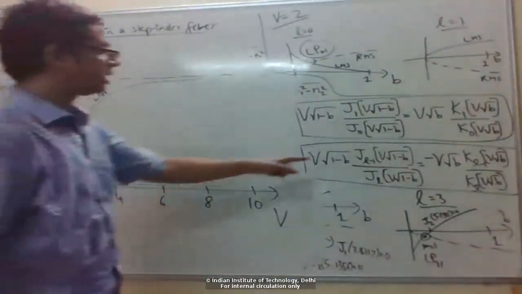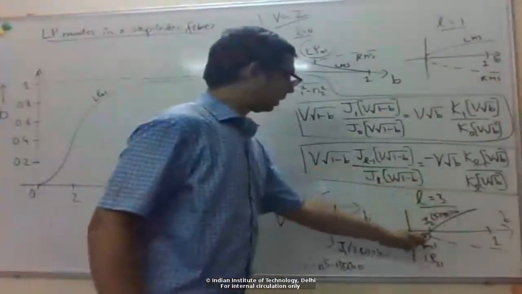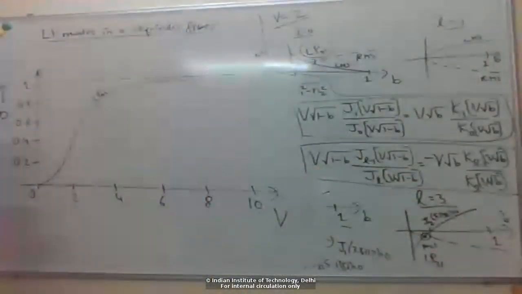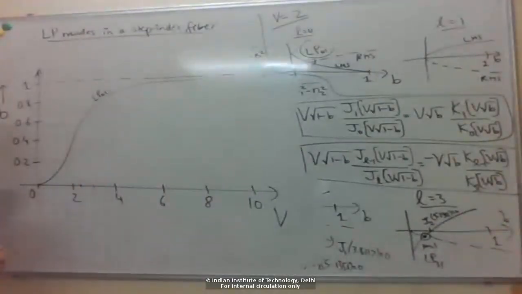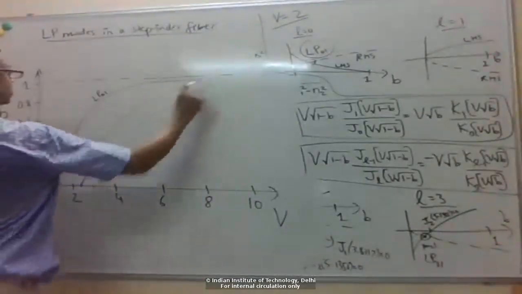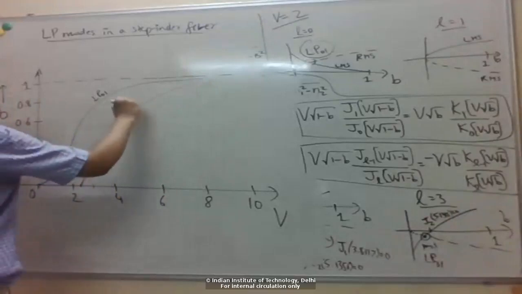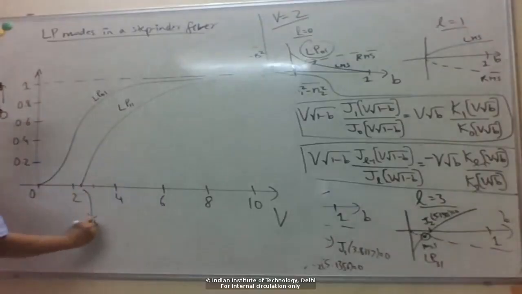for L equal to 1, we had J0 by J1. So when J0 crosses 0, we have a solution, which is LP11. So that starts from here. As we discussed, the first root of J0 is 2.4. So somewhere here, 2.4, after this we have the LP11 mode. So this is now 2.4048 again, where J0 has its first root.